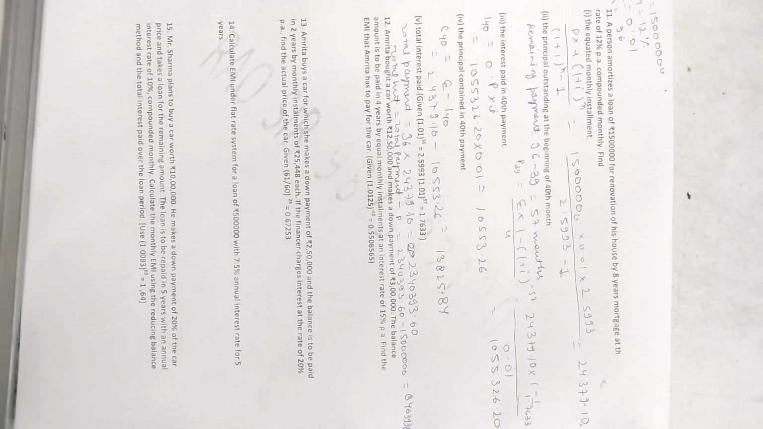Now question 12. Amrita bought a car worth 12,50,000 and makes a down payment of 3 lakh. The balance amount is to be paid in 4 years by equal monthly installments at an interest rate of 15% per annum. Find the EMI that Amrita has to pay for the car.